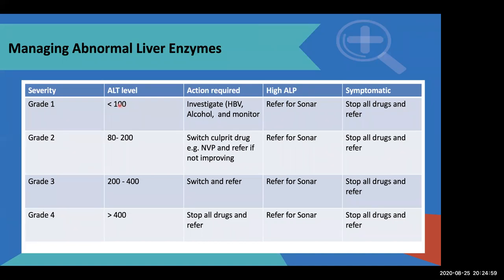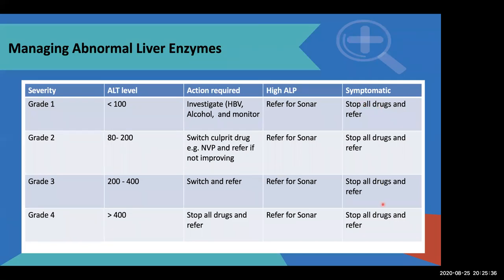So if the ALT comes back and it's 80, you investigate your patient, you take blood for hepatitis B, you assess use or abuse of alcohol, traditional medicines, other drugs that the patient might be taking, and then you monitor your patient, right? But if your ALT, sorry, is 80 and the patient is symptomatic, they have yellow eyes or they have abdominal pains on the right upper side, right upper quadrant, right? You need to stop all the drugs and refer.